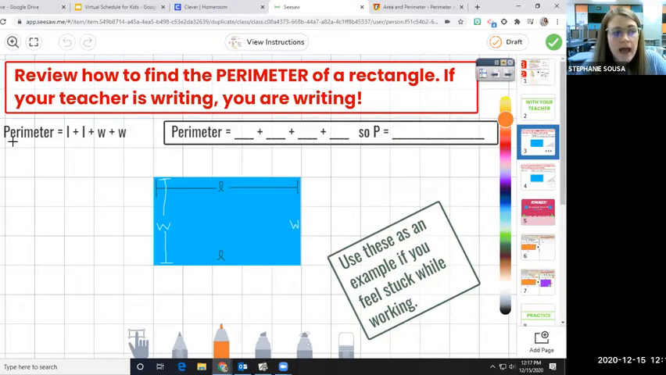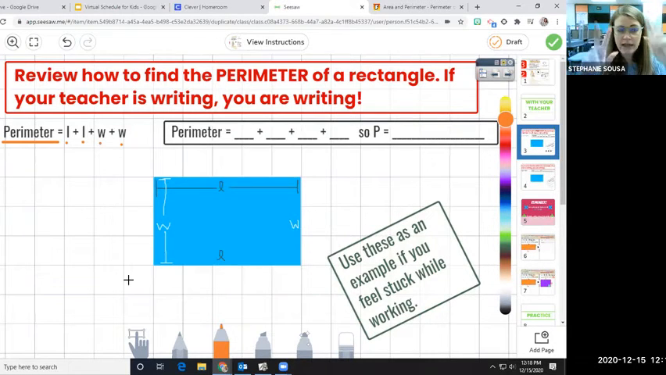Reviewing the perimeter, we have our formula right here. Remember, our formula uses symbols to tell us how to calculate something. In this case, it's the perimeter. We're going to use the perimeter to find the length of the outside edges of this shape. So we're going to calculate both lengths and both widths. Okay? Get your fingers ready.